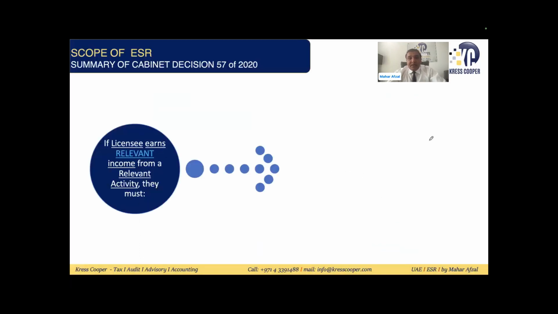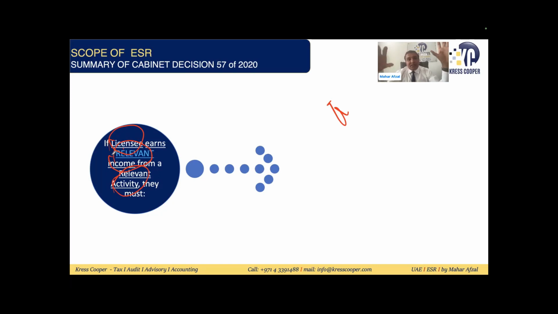Now the scope of ESR, as discussed in Cabinet Decision 57 of 2020: if the licensee earns relevant income from a relevant activity. These two words are very important. What is relevant income and relevant activity? What is the licensee? That is the third most important word. So we need to look into what a licensee is, then what relevant income is, and then we discuss what the relevant activity is as well.